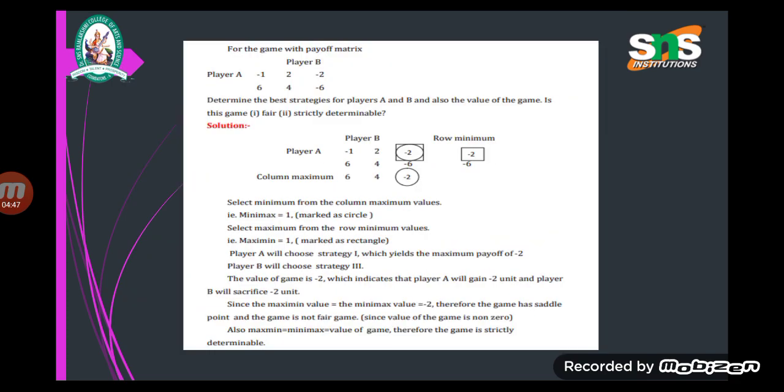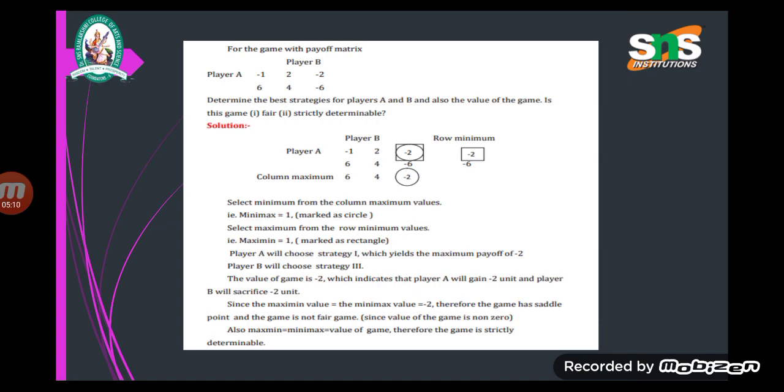Now let us see one example of a game. The payoff matrix is given for player A and player B. The matrix is -2, 2, -2, 6, 4 and -6. Determine the strategy for players A and B, and whether the game is a fair game or a strictly determinable game.